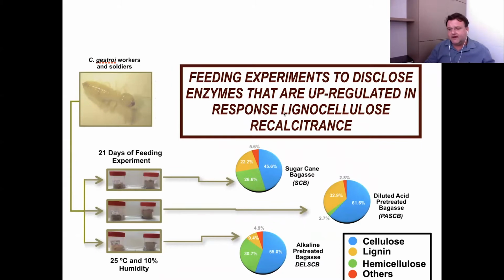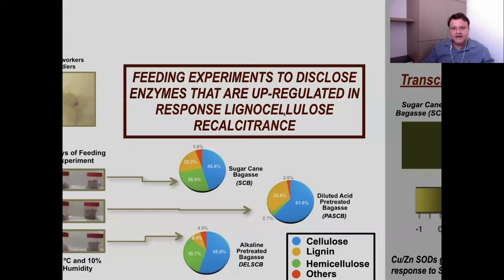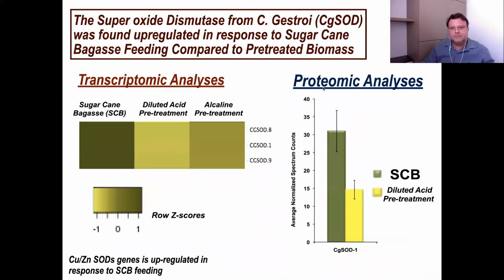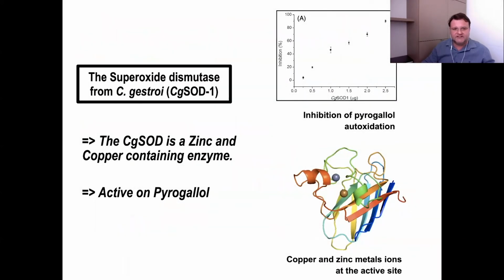We submitted the animal to different feeding treatments. And these studies revealed the presence of SOD, a superoxide dismutase, which was upregulated in the transcriptomic and proteomic analysis, indicating that this enzyme is important for degradation of material of high recalcitrance, such as sugarcane bagasse. We cloned this superoxide dismutase from Coptotermes gestroi.